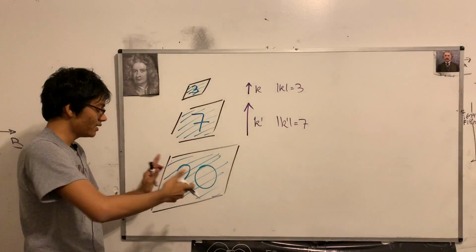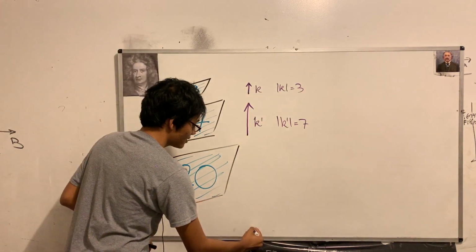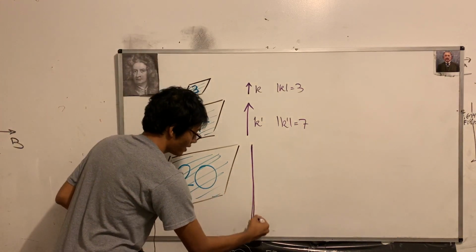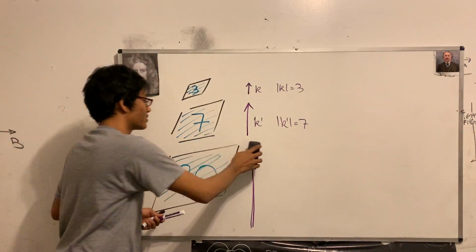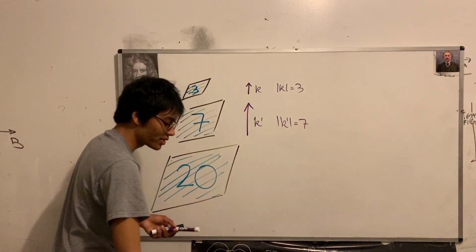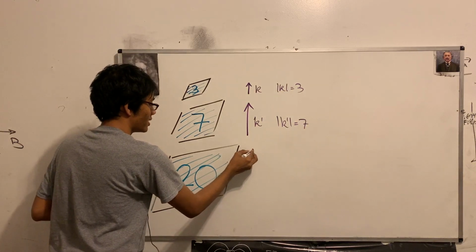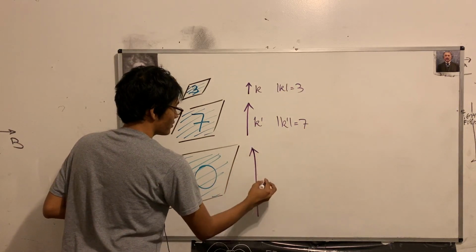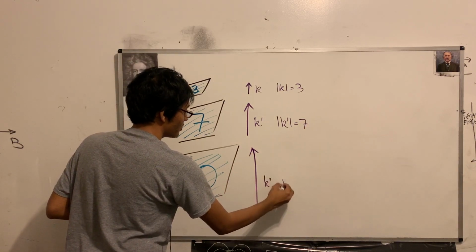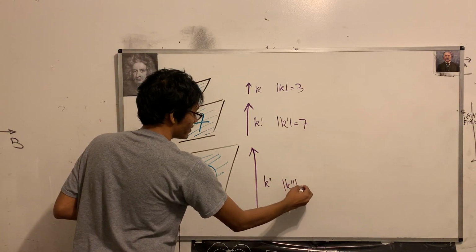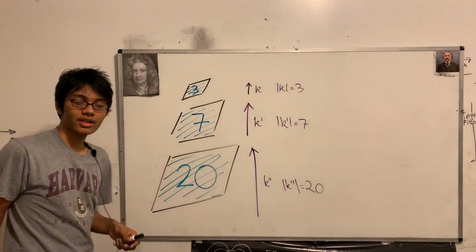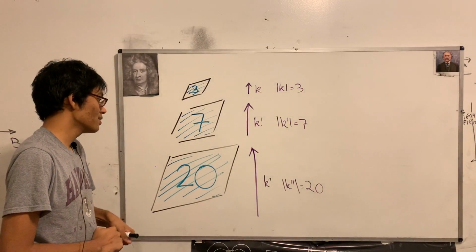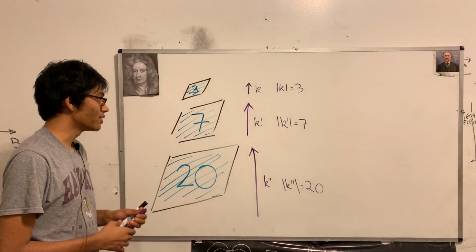And finally, I'm going to have a vector represent this parallelogram as well. And of course, this vector is going to be super long, right? It's going to be the biggest of these three vectors because it's going to represent the biggest parallelogram, right? So let's call this k prime prime. And so the magnitude of this largest vector is going to be whatever the area of the parallelogram it represents is. So notice what's going on here, right?